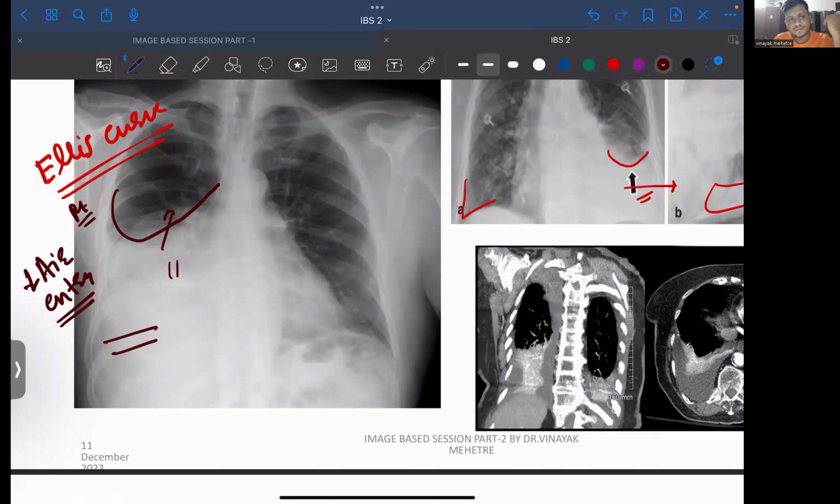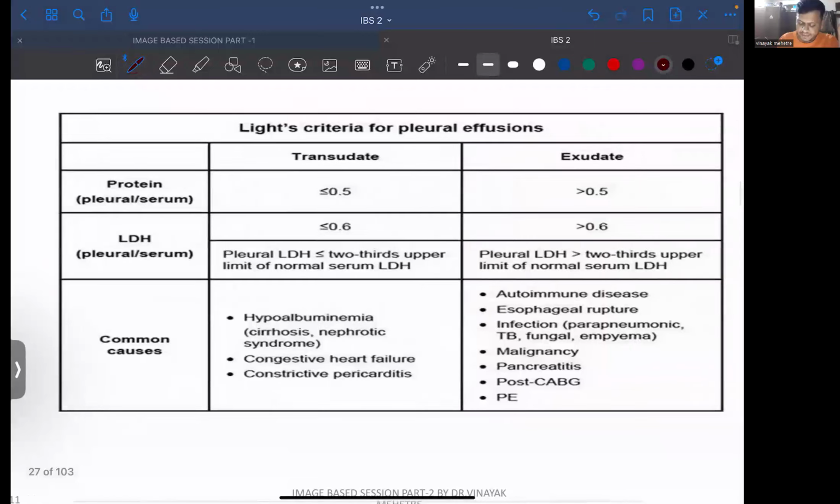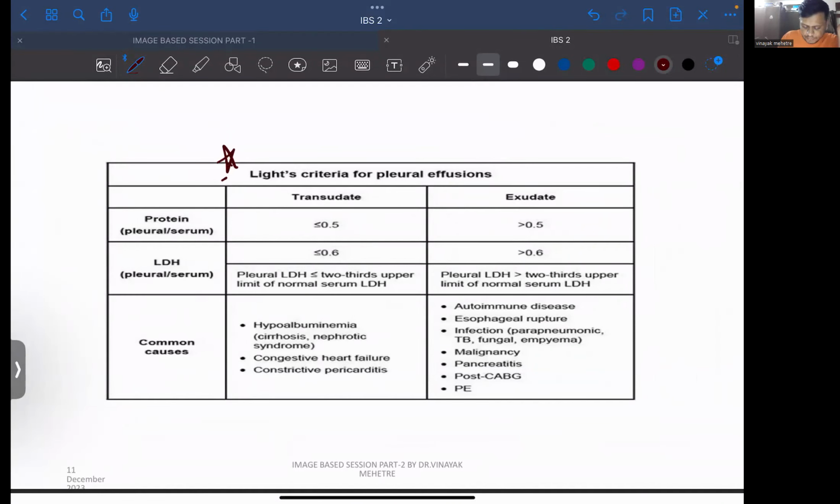Then comes which criteria is used to diagnose pleural effusion. Your exam question, a recent one. Which criteria is used? Yes, it is Light's criteria. What are the types under Light's criteria? Transudative and exudative. Light's criteria is used in pleural effusion. Now, how will we remember?